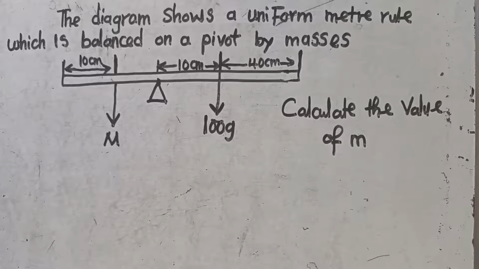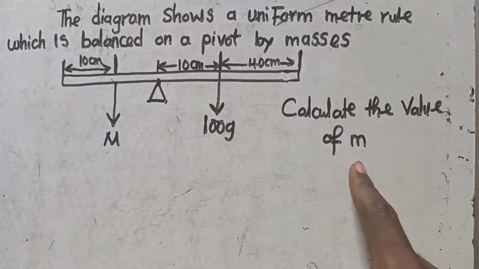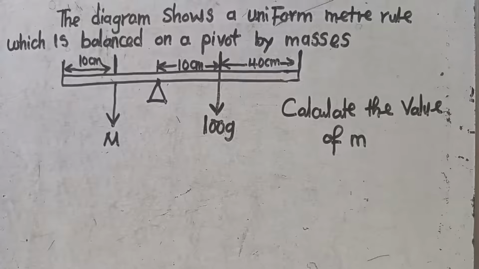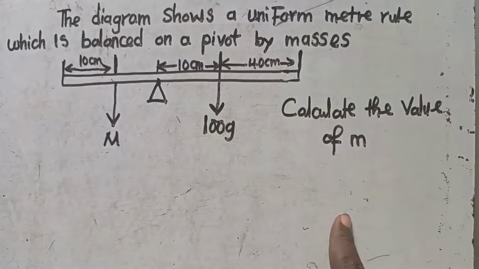The diagram below shows a uniform meter rule which is balanced on a pivot by masses. How can you calculate the value of M? For you to calculate the value of M, pause this video and answer this question. Okay, I guess you've answered, and let's now see the answer that you found. Confirm with my answer. This is a self-test.